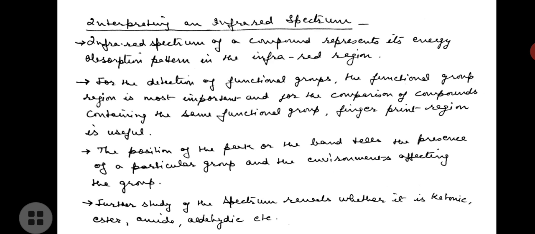Now, the position of the peak or the band tells the presence of a particular group and the environments affecting the group. Further study of the spectrum reveals whether it is ketonic, ester, amide, etc.